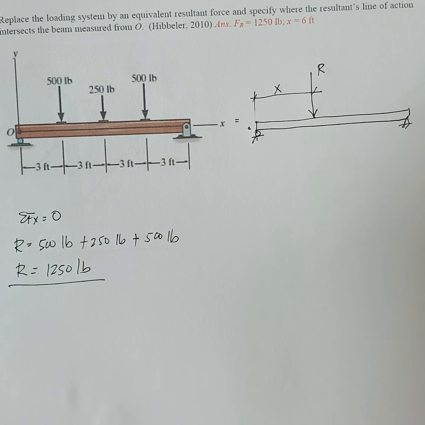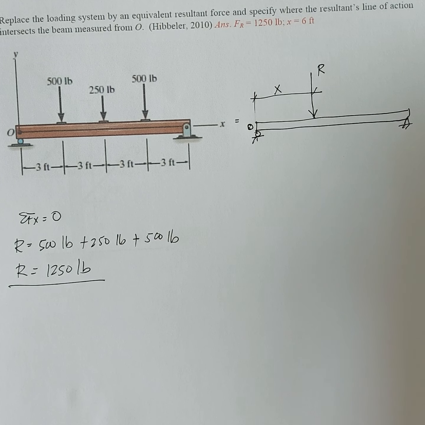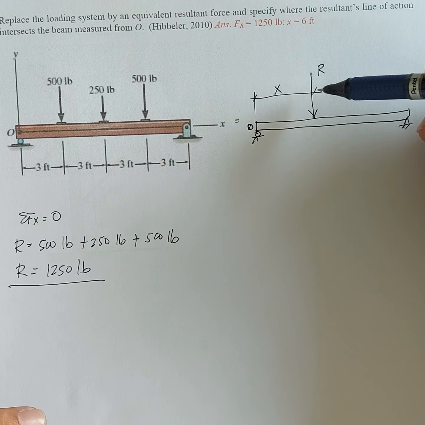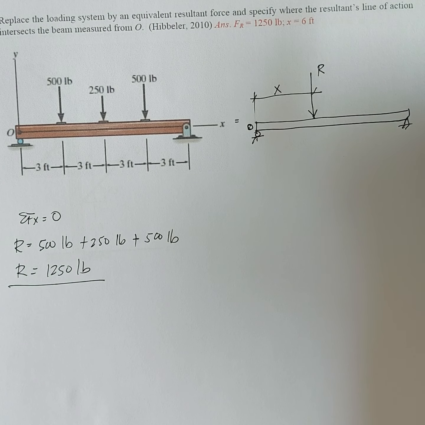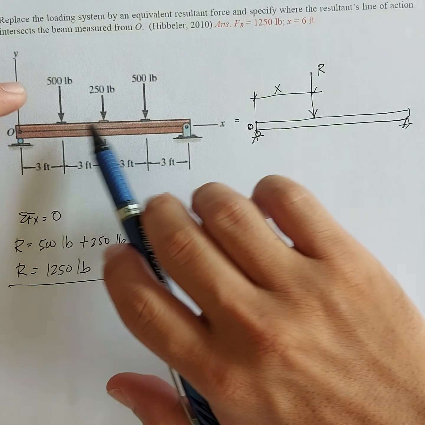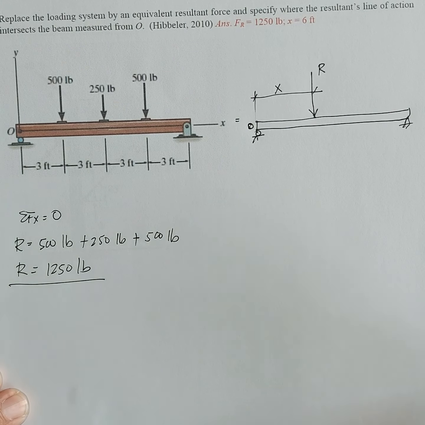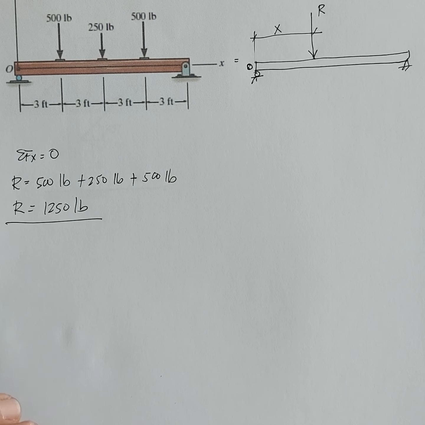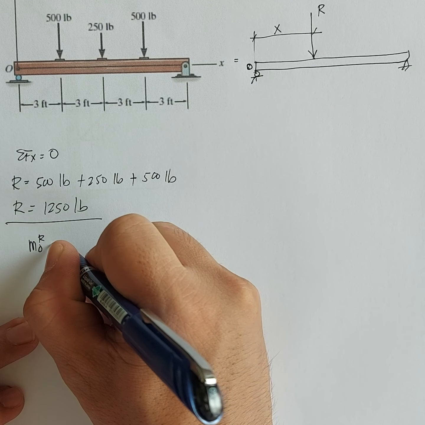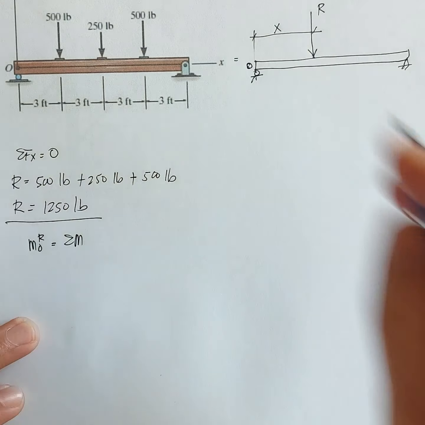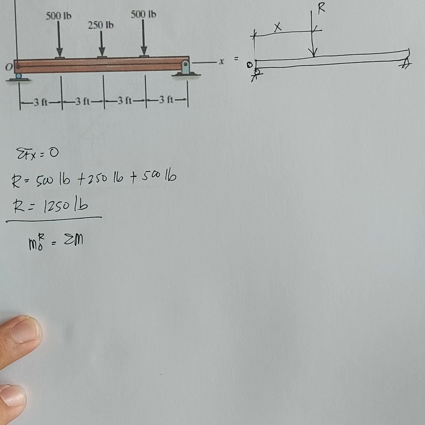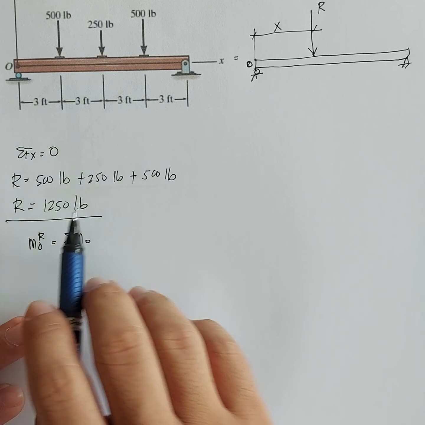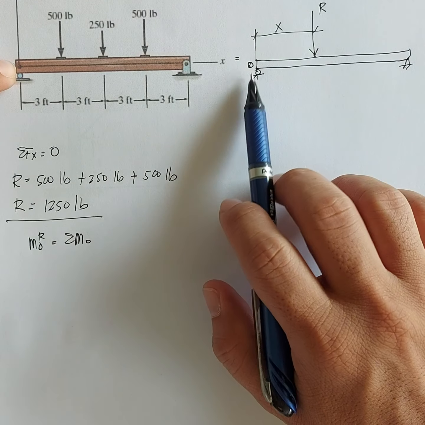Okay. So next is to solve for the location of this resultant along the length of the beam from point O. So again, we are going to use the principle of moments. So yung principle of moments, dapat yung moment ng R about point O should be equal to the sum of the moments of these three forces about point O. So the moment of R about point O is equal to the summation of moments of these three individual forces about point O also. Okay? So we know R. So ito yung point O natin.